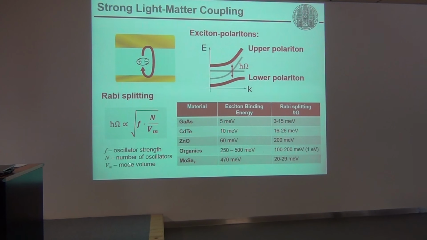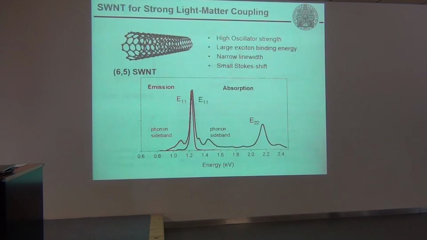And recently, of course, as always, the 2D materials have come up as well. They also have a high exciton binding energy. They also have a very large oscillator strength, so you can actually create polaritons in a single layer of, for example, molybdenum diselenide or molybdenum sulfide.